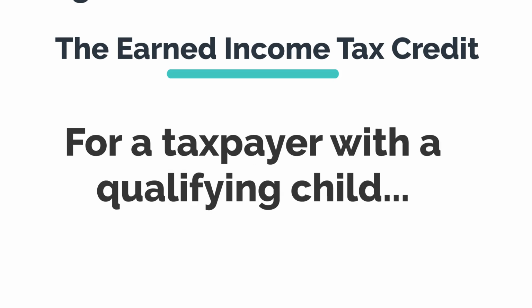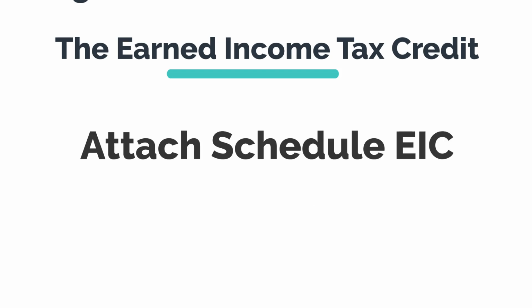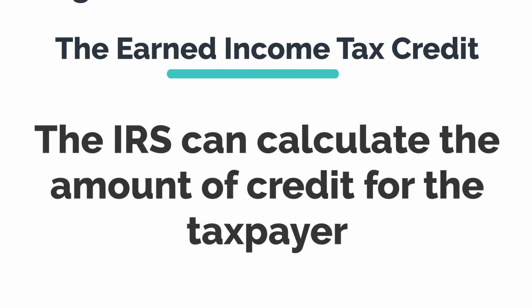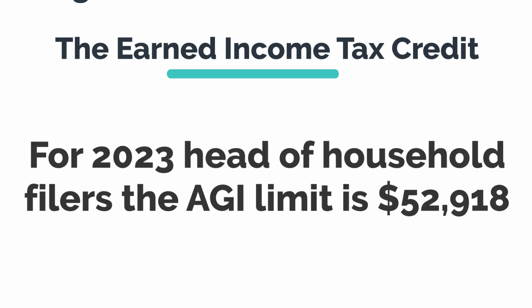If a taxpayer has a qualifying child, they will attach Schedule EIC. The instructions for 1040 detail who can take the credit, and the IRS can calculate the amount of credit for the taxpayer. For 2023 head of household filers, the credit can be taken if they have an AGI of under 52,918. Emily's AGI is above the AGI limit, and so she cannot take the EIC.